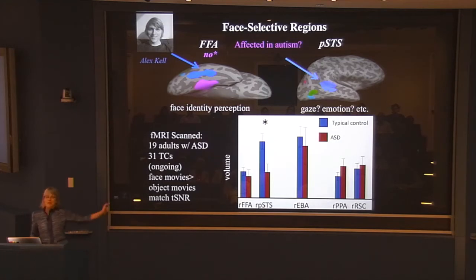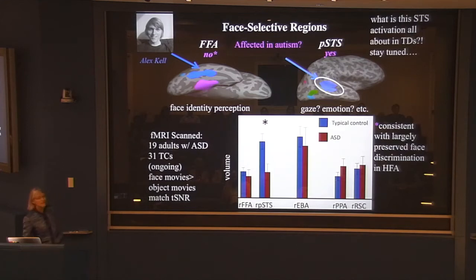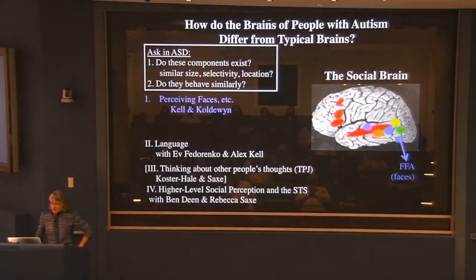Okay, so I'm not surprised that the FFA doesn't seem to be different. I think it's doing these basic perceptual discrimination of face processes. But I think it's cool that this STS region is different. And that really underlines the need to understand what that region is all about in typical subjects. And I'll get back to that in the fourth part of my talk.